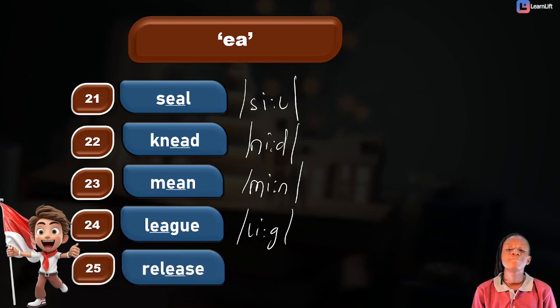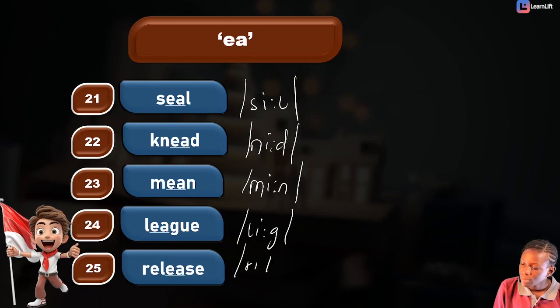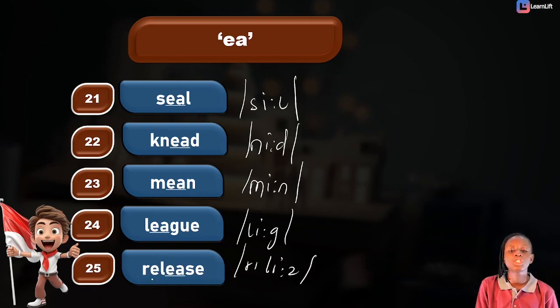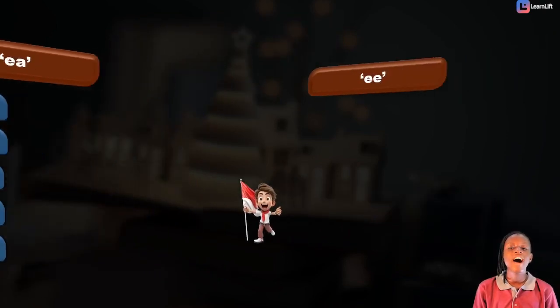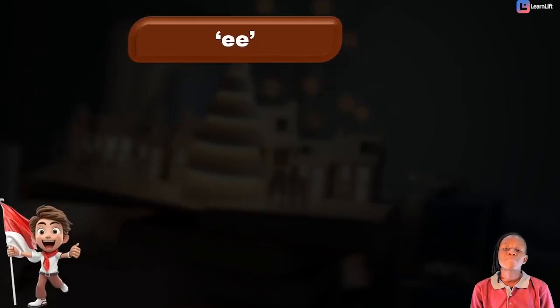Next, we have release. By release, I have release. The first E has the short E sound, while my second E has the long E sound. Release. Release. Next, I have EE as a spelling. There are words that have EE and have the E sound. Yes. Now, what are those words?